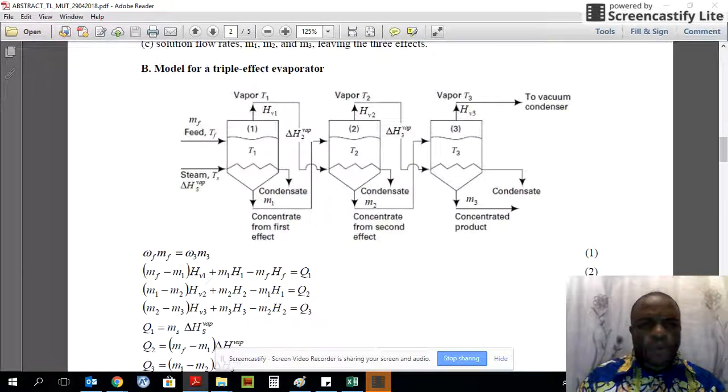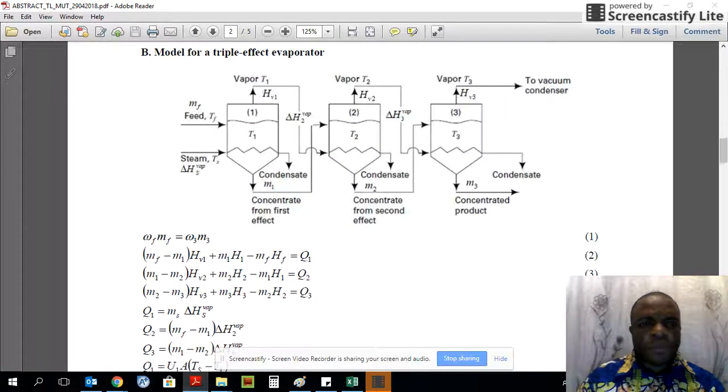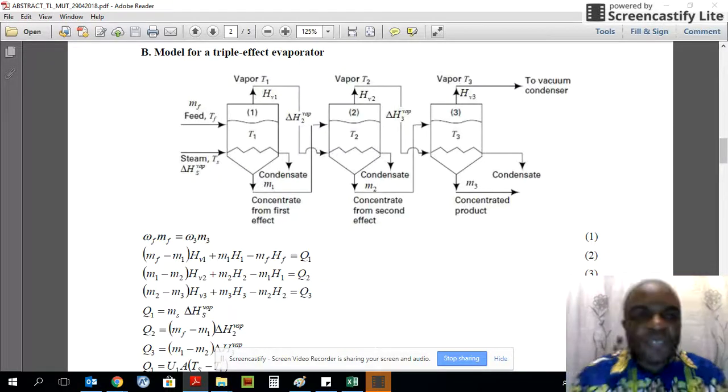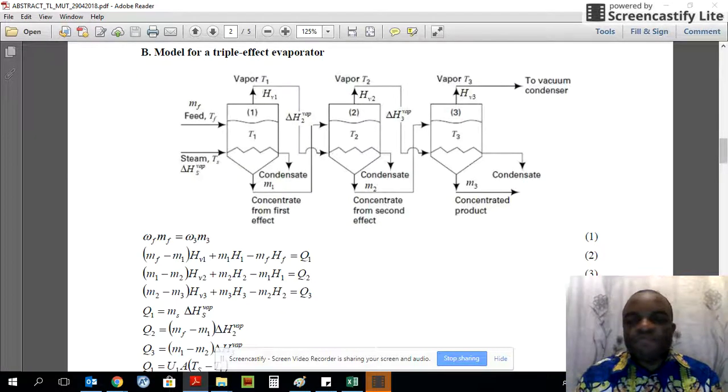In order to solve the problem, one has to gather the equations which form the model of a multiple effect evaporator. The method is applicable to a double effect, triple effect, 4 effect, 5, any number of effects that you have.